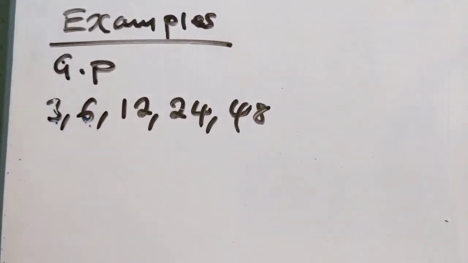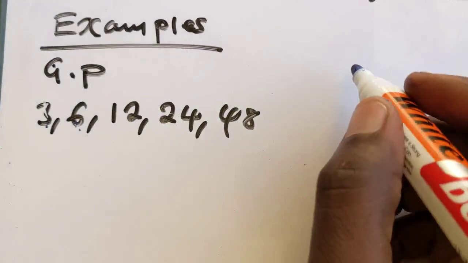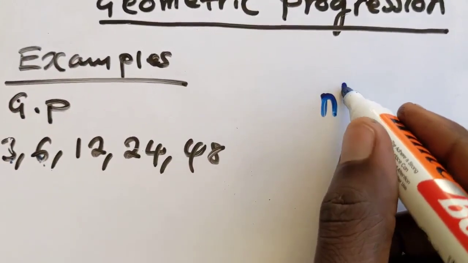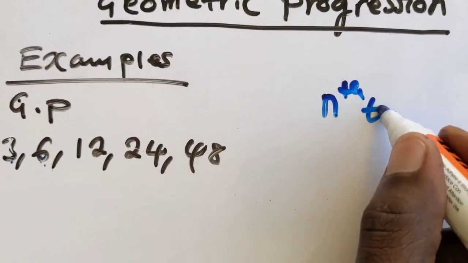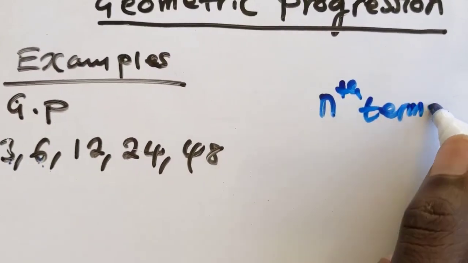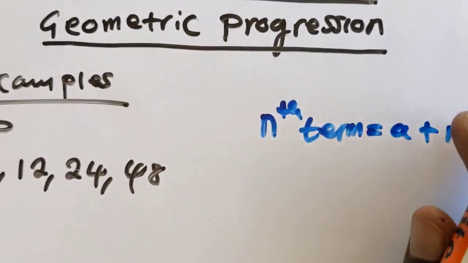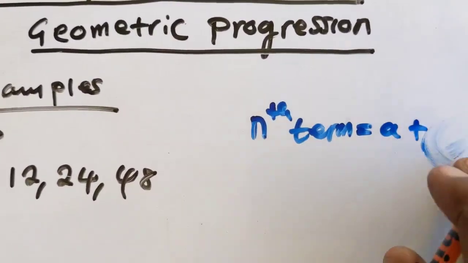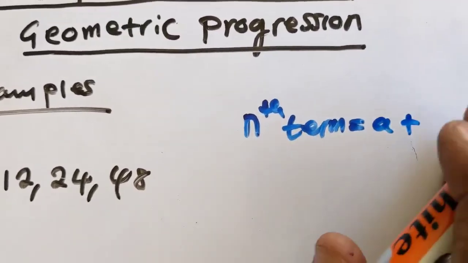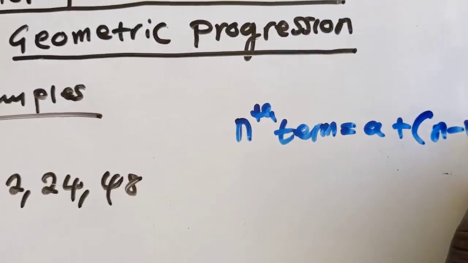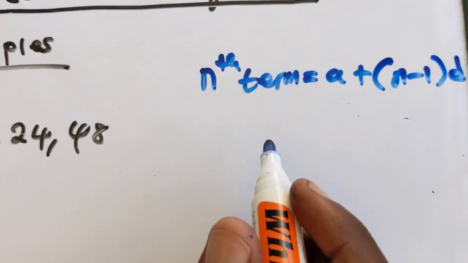Just for a recap, for those that didn't do arithmetic progression, the formula for the nth term is nth term equals a plus (n minus 1) d. This is what we said.